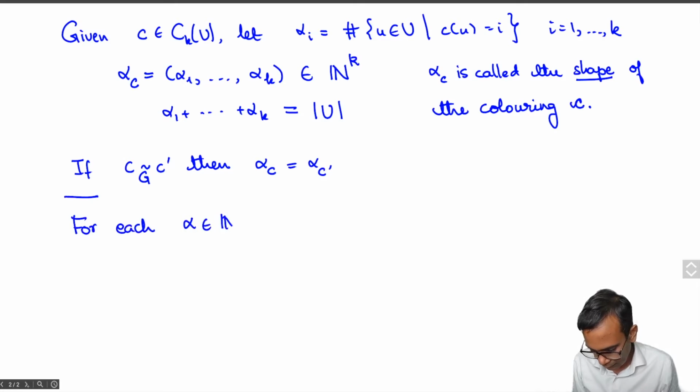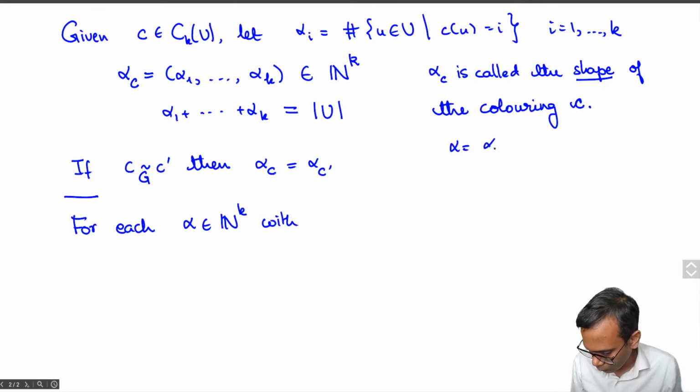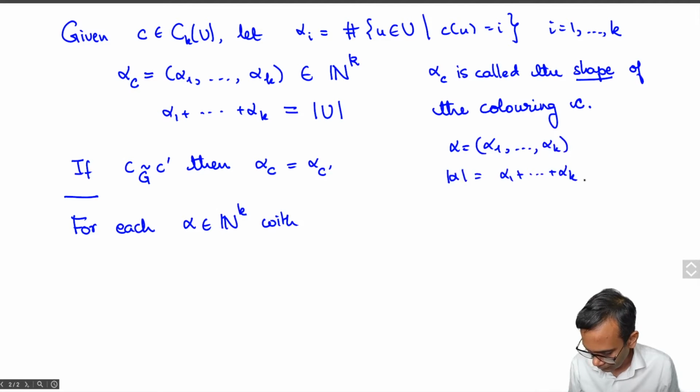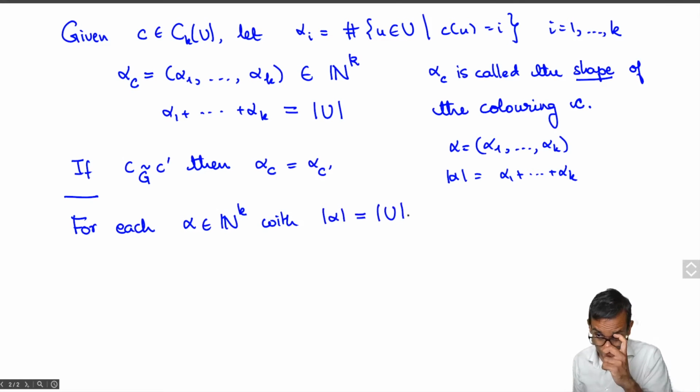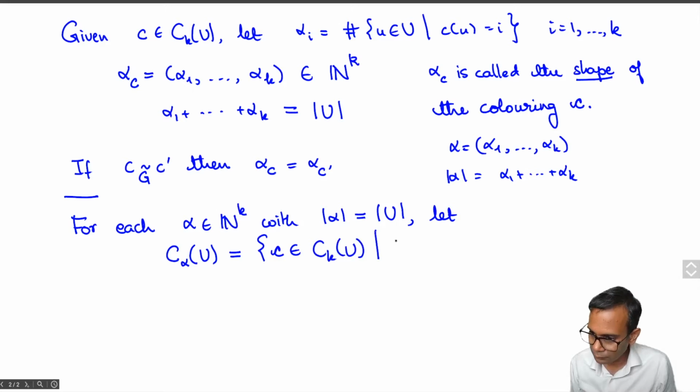So now here's the refined counting for each alpha in N raised to k. Let's call this the size of alpha. If alpha equals alpha 1 through alpha k, we'll use the absolute value of alpha to refer to alpha 1 plus through alpha k. So with size of alpha equal to the size of U, let C alpha U be the set of colorings of shape alpha.